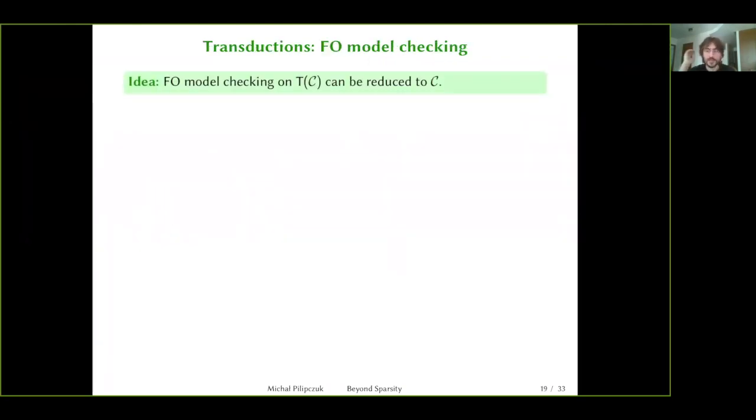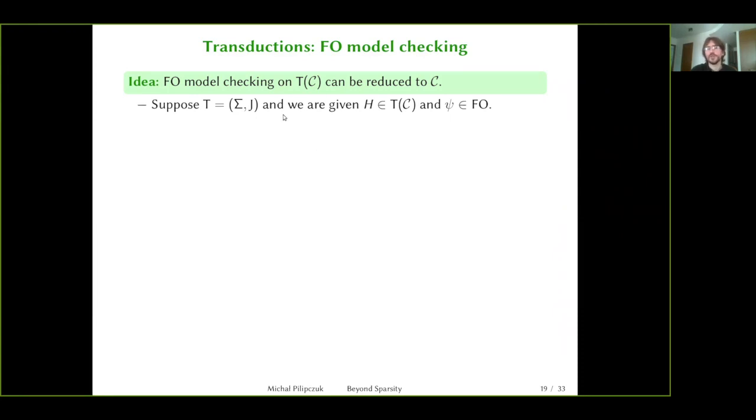Now the nice thing about this is that the backwards translation lemma that we have seen before essentially tells you that the model checking problem on the image of a transduction is not much harder than the FO model checking problem on the original class. So in this sense, you can generalize FO model checking results from classes of graphs to their closures under taking transductions.